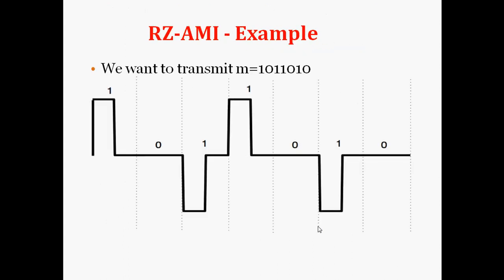So we can observe here that now the message signal is 1011010. 1 is represented with some positive level, 0 with absence of the pulse. The next 1 that comes into the message should show the opposite or alternating sign. This is the positive sign. Now that 1 will be represented with the negative sign of the level, and in this way the signal will be transmitted.